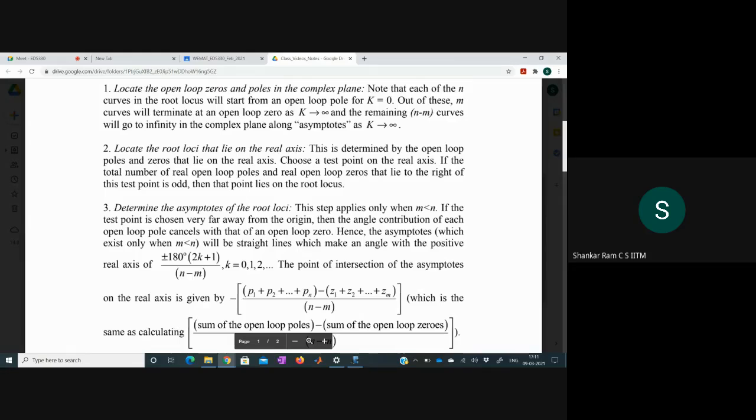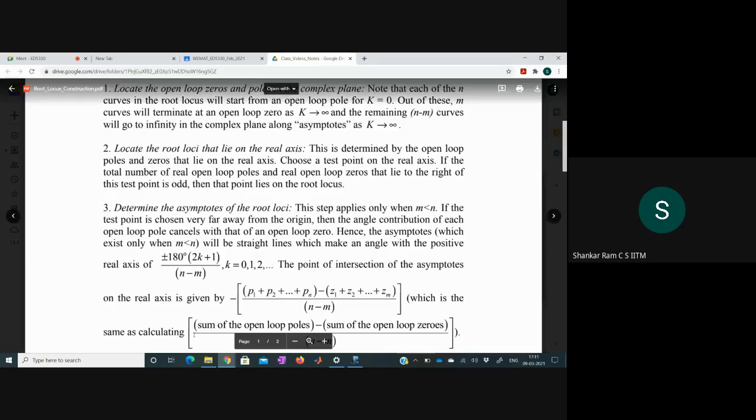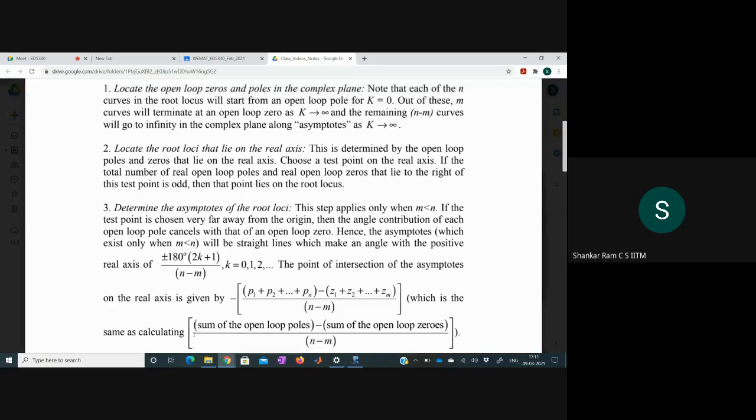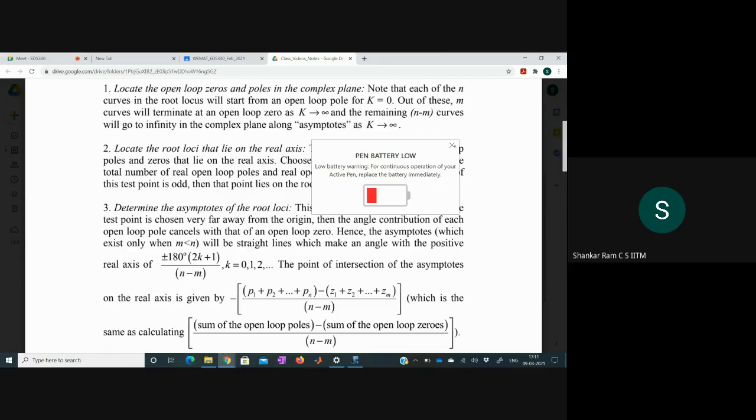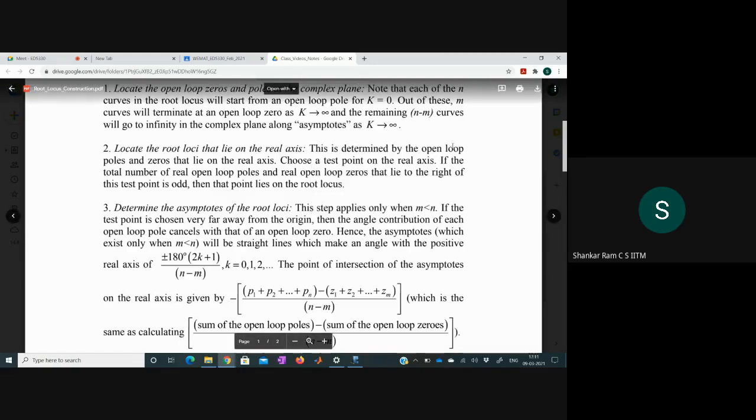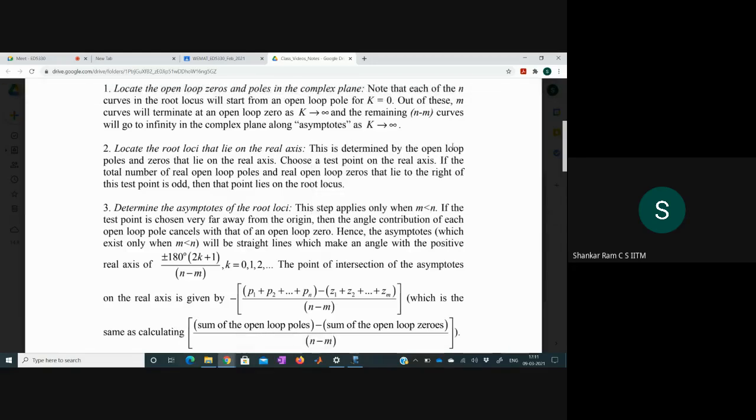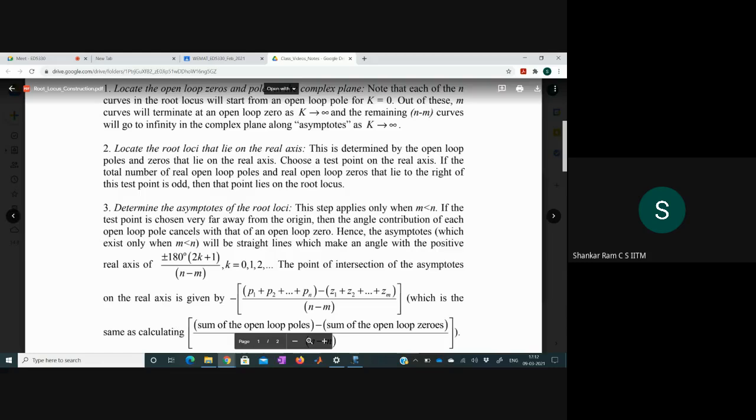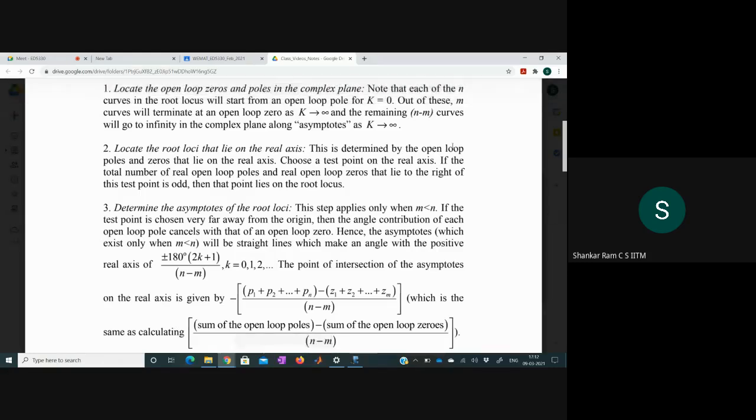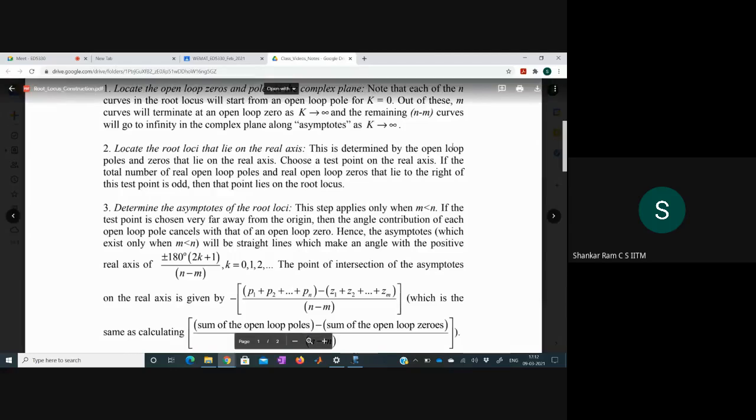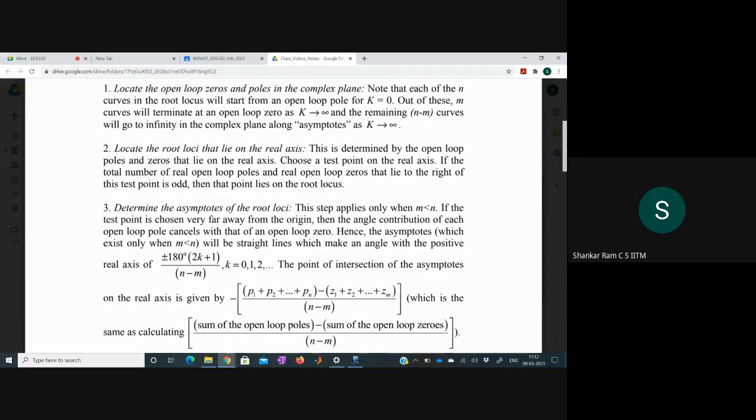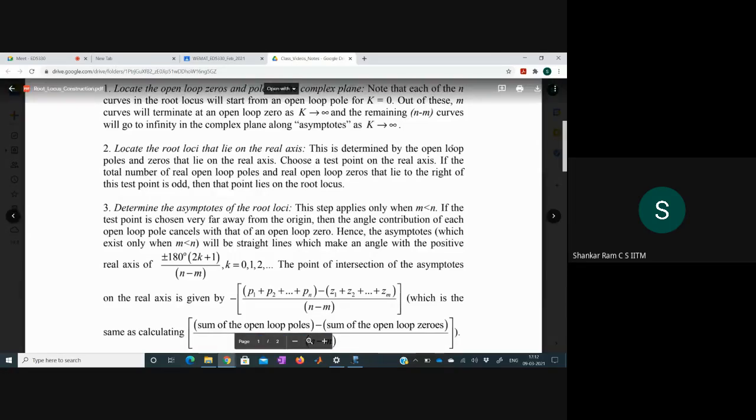So now we can look at this particular step. Step number 2 is to locate the root loci that lie on the real axis. This is determined by the open loop poles and the open loop zeros that lie on the real axis. So that is important. What we do is choose a test point on the real axis. If the total number of real open loop poles and real open loop zeros that lie to the right of this test point is odd, then that point lies on the root locus. Once again, the keyword here is odd.